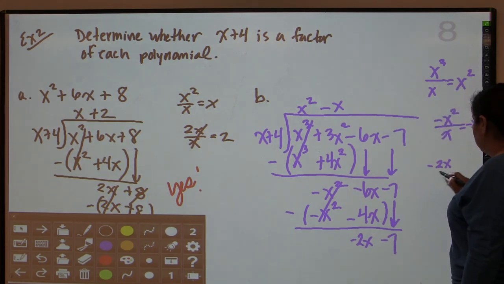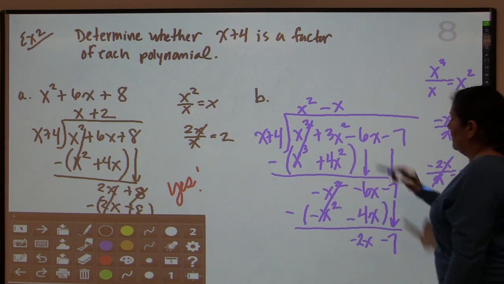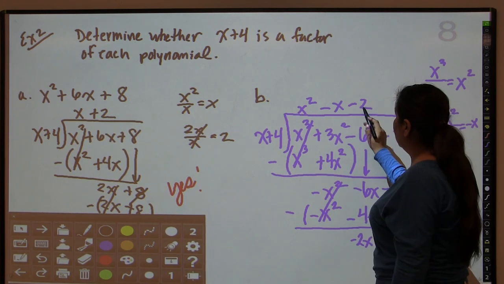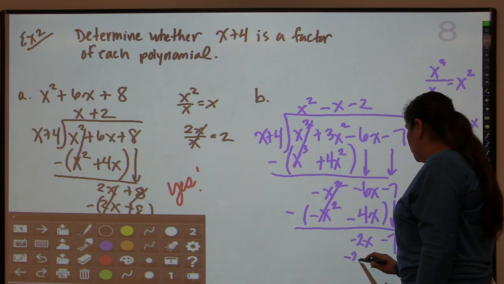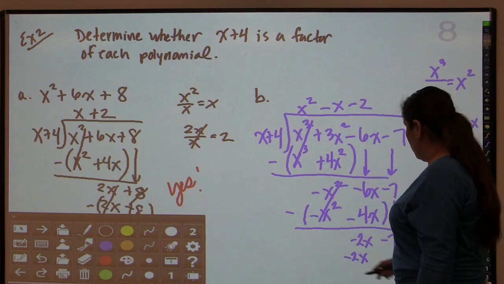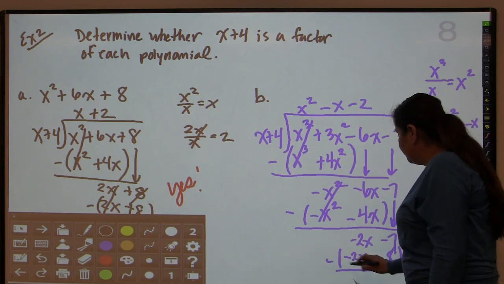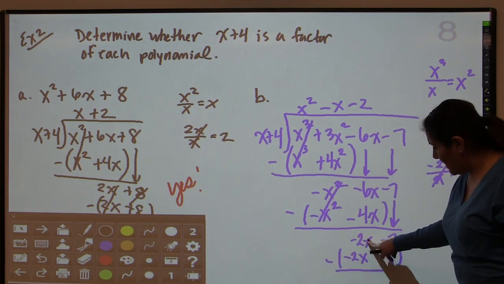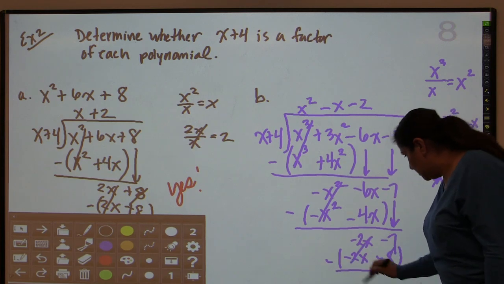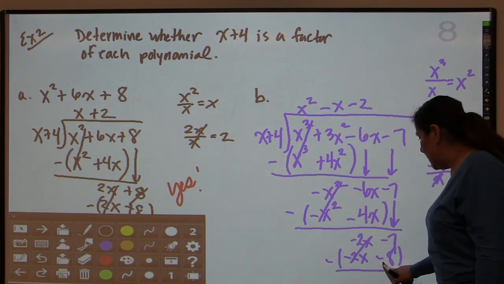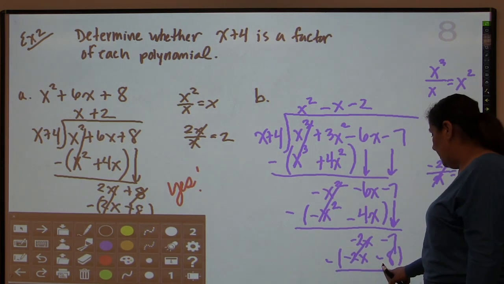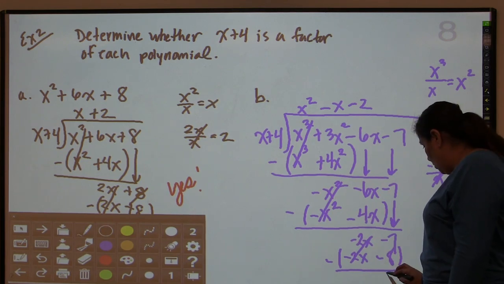Negative 2x divided by x gives you negative 2. So then over here, we're going to get negative 2. Negative 2 times x, negative 2x. Negative 2 times 4, negative 8. When we subtract, these two negatives make a positive. Negative 2x, positive 2x cancels. Negative 7, 2 negatives make a positive 8. Negative 7 and positive 8 is 1.